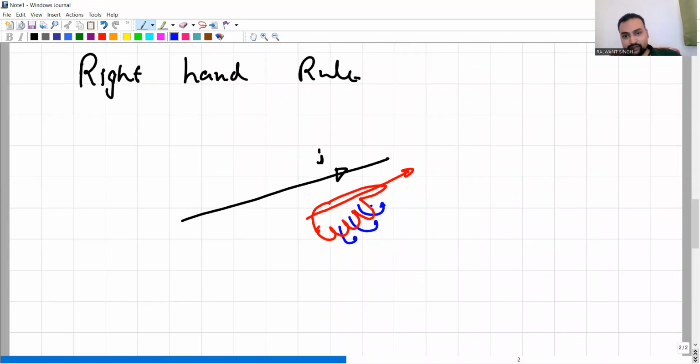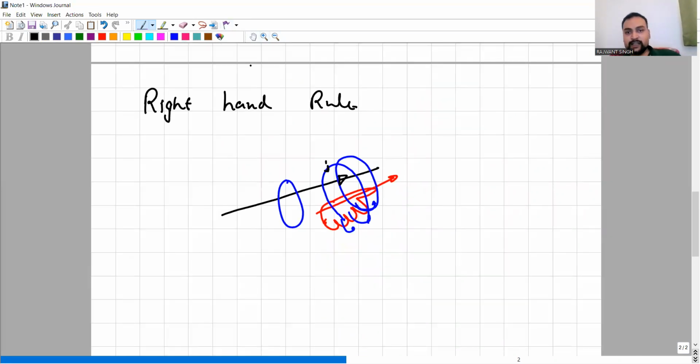It is showing the direction to be like this. So basically what happens is the direction of the magnetic field is like this. Now, this is somewhat hard to visualize. Again, you have to practice this.